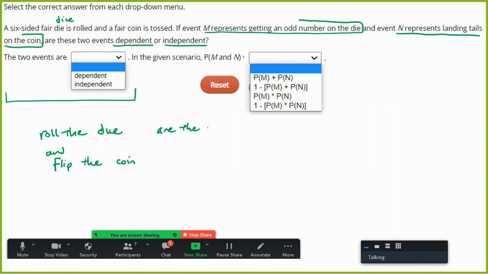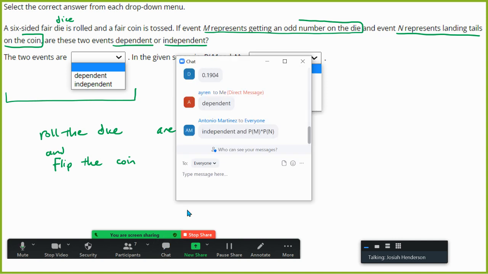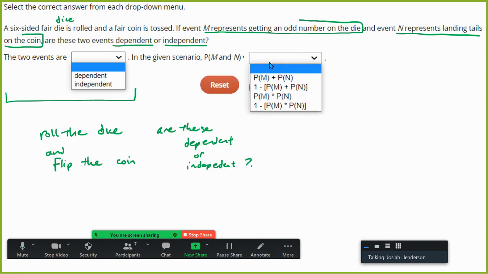Wouldn't it be independent? Very good. Was that Manaya? Yep. Very good. Yeah, if I roll the dice, that's not going to affect what happens with the coin. And if I flip the coin, that doesn't affect what happens with the dice. So Manaya's correct. Let me see what else you guys are saying. Nice. Thank you, Aaron and Antonio, for jumping in. These are independent of each other. They don't affect each other.